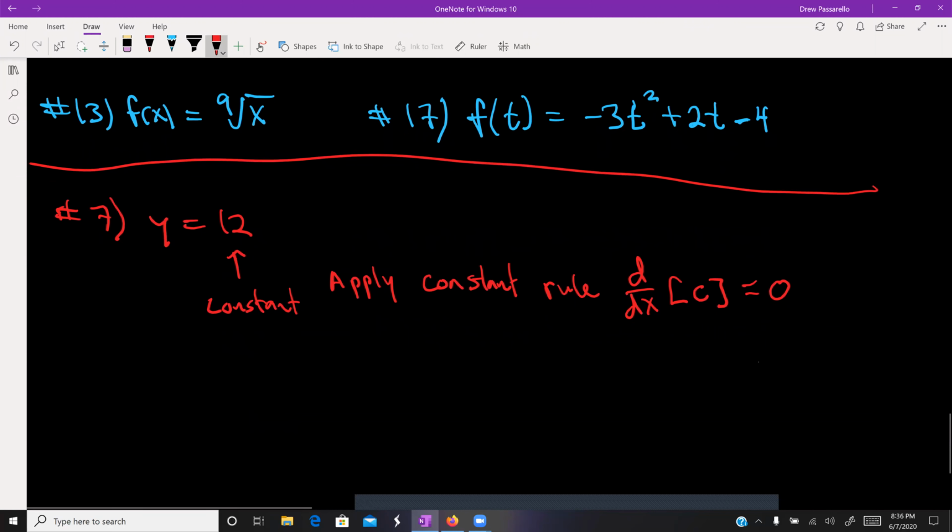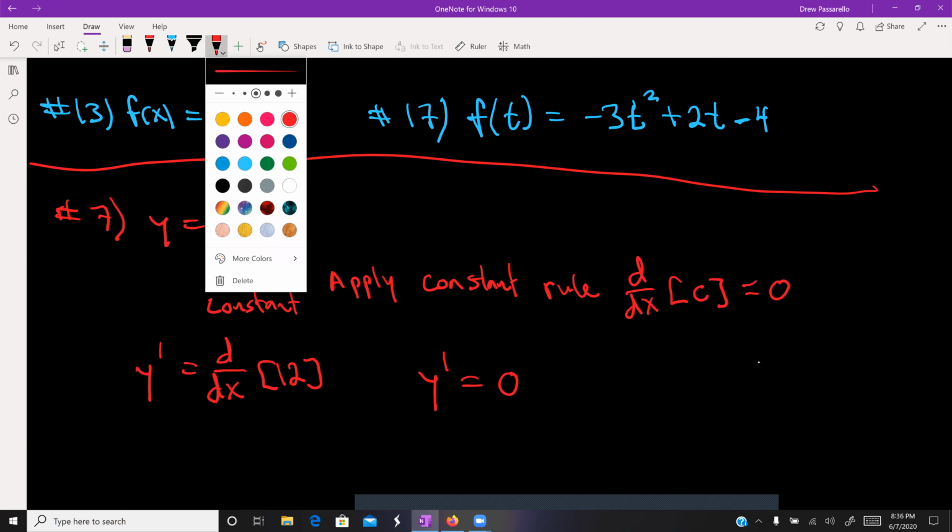So essentially applying the constant rule, here I wrote y prime, that's the derivative of y, is equal to taking the derivative of 12. 12 is just a constant. That means it's going to turn into 0. So y prime is equal to 0. And that's basically it.